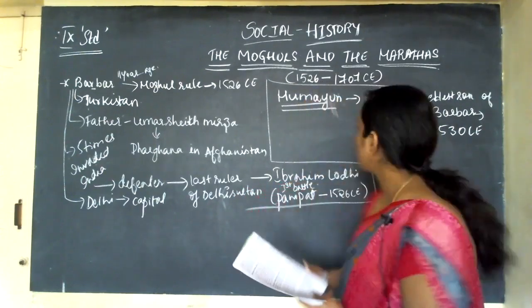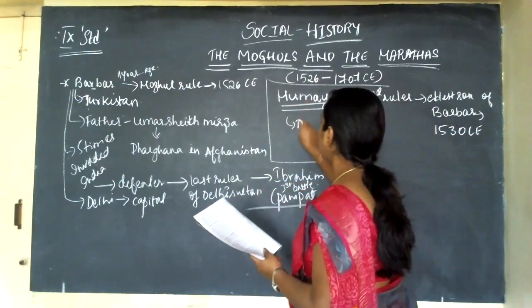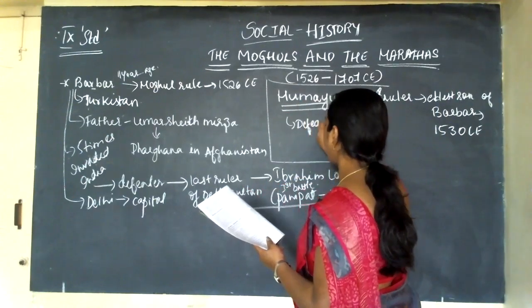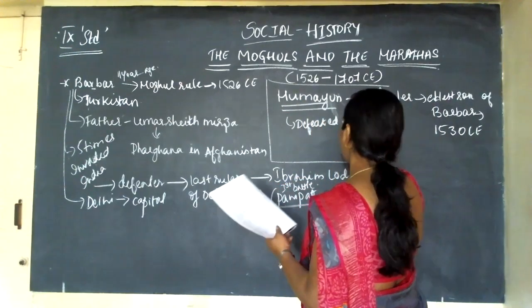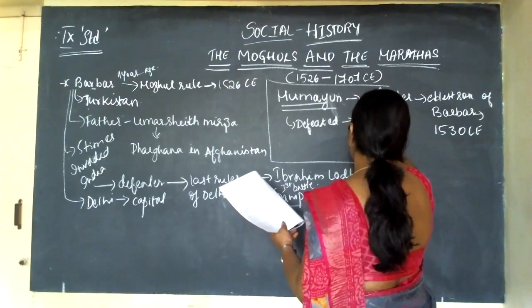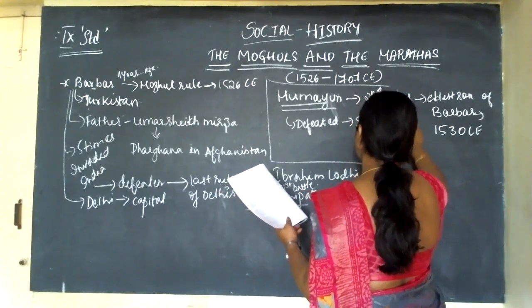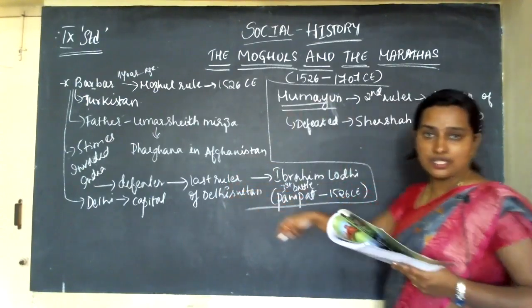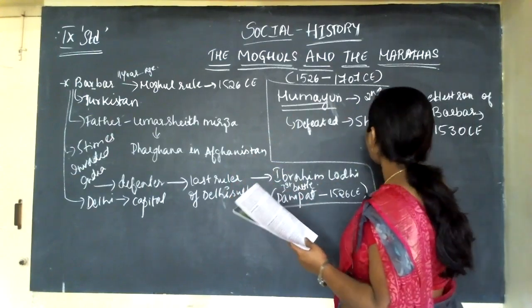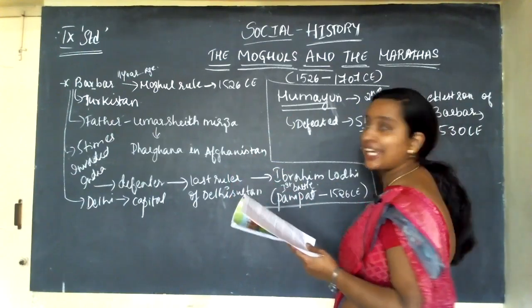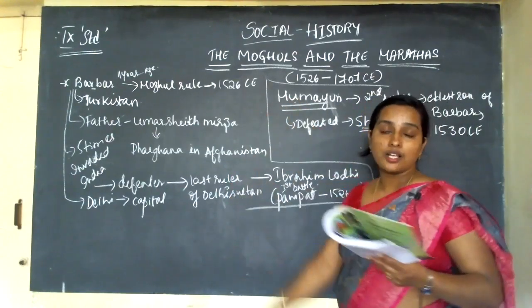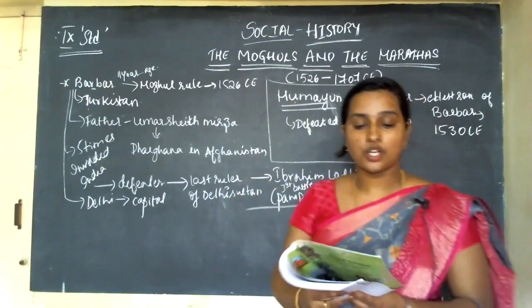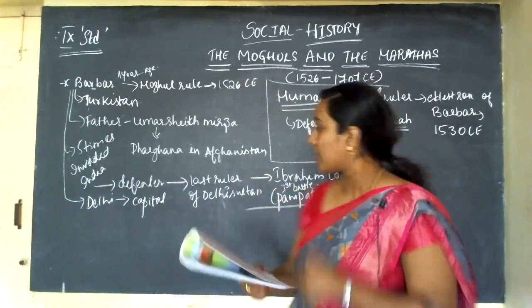Humayun got defeated by which king? Defeated by Sher Shah. Understood? He was just waiting for his turn to come back to his province. So later on, after the death of Sher Shah, Humayun again continued as a Mughal ruler. Understood? So next we'll talk about Sher Shah.